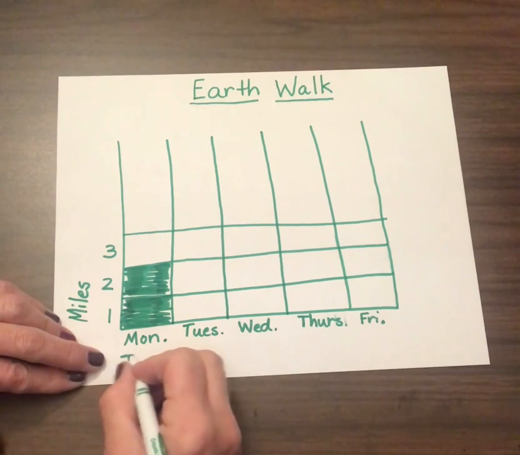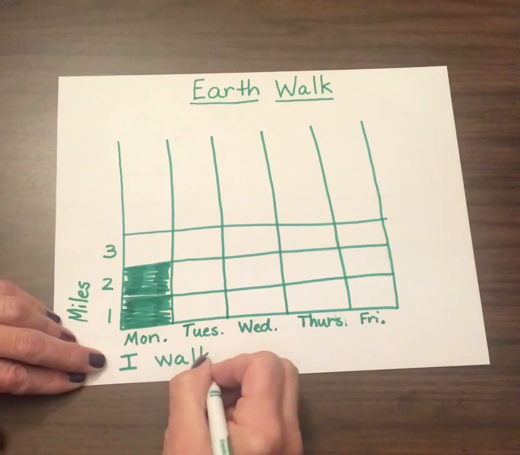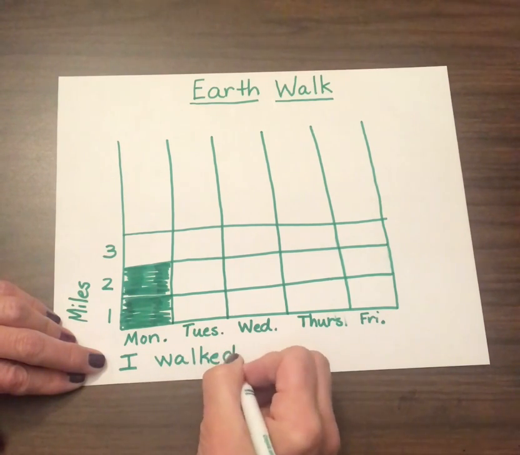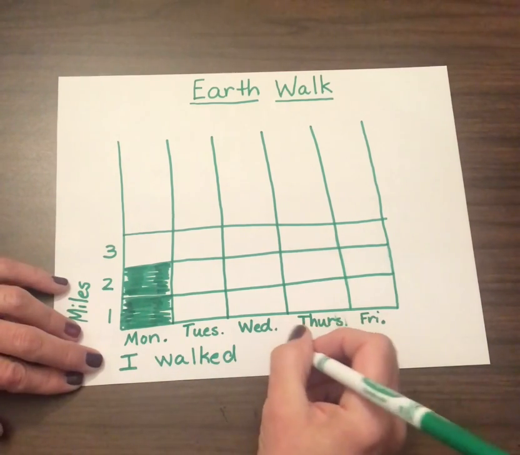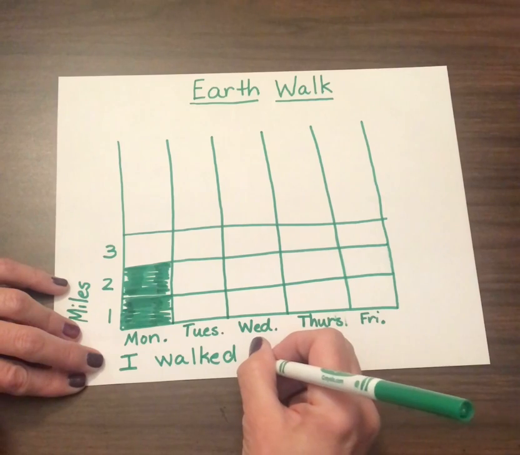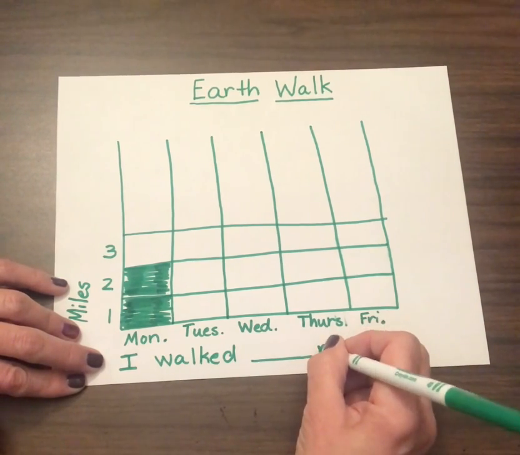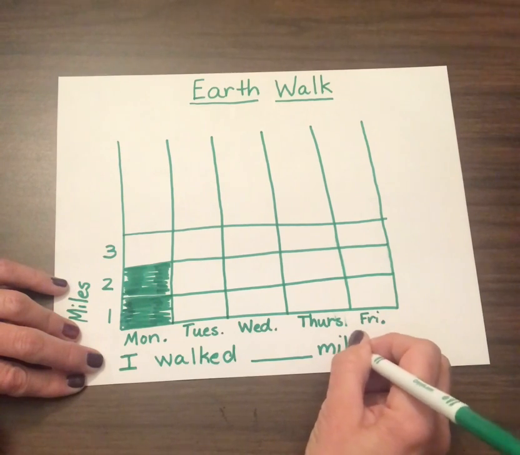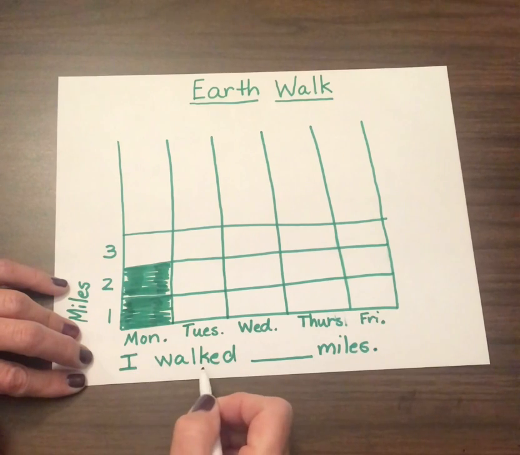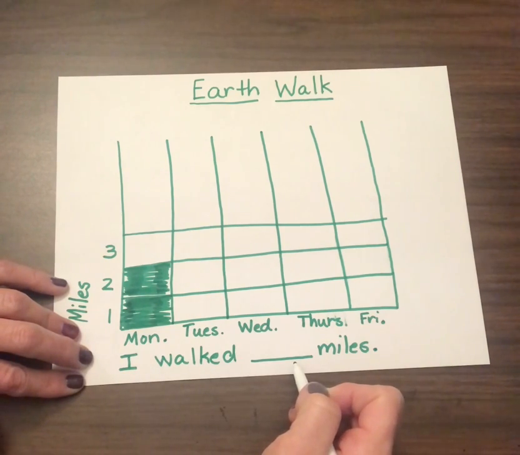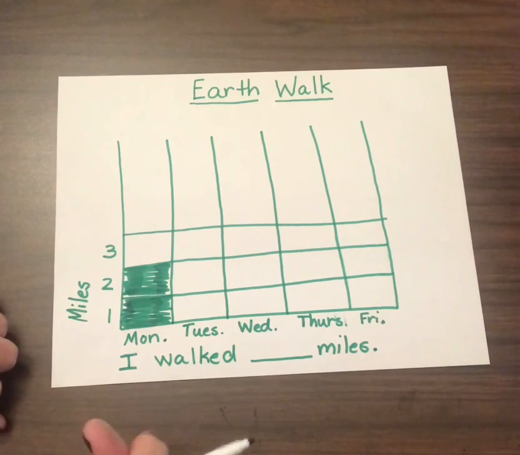I'm going to write, I walked. I'm making a whole sentence. Make sure you leave a space in between the words and use lowercase letters. I'm going to put a blank here because I don't know yet how many miles I'm going to walk this week. And then I'm going to put a period. It just says I walked, and I'm going to fill this in at the end of the week when I count up all of the squares that I was able to color in.